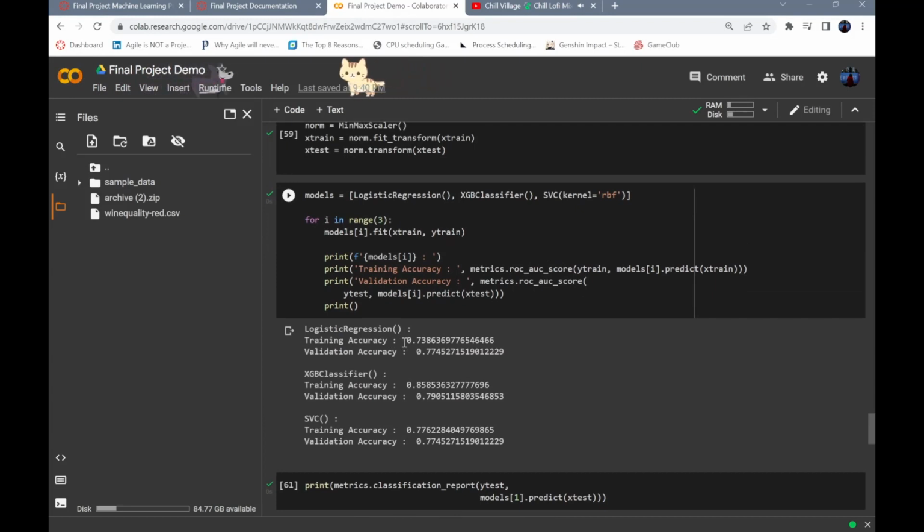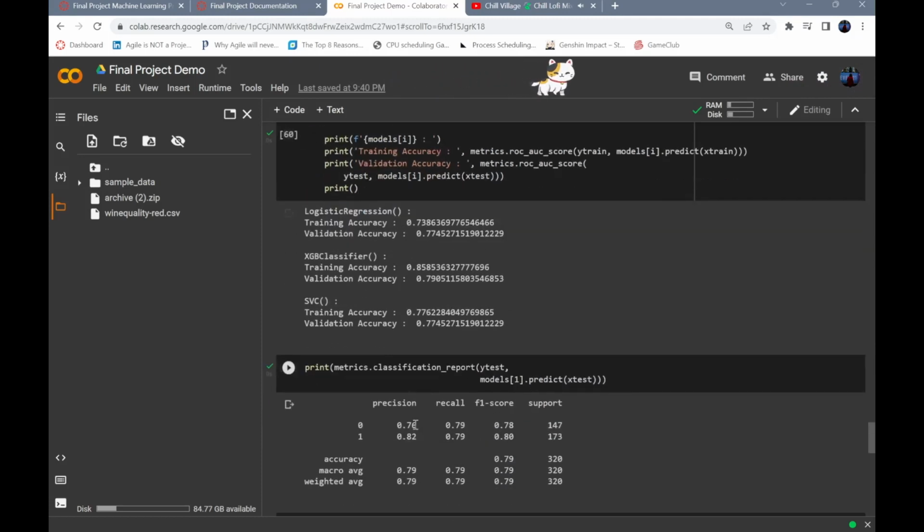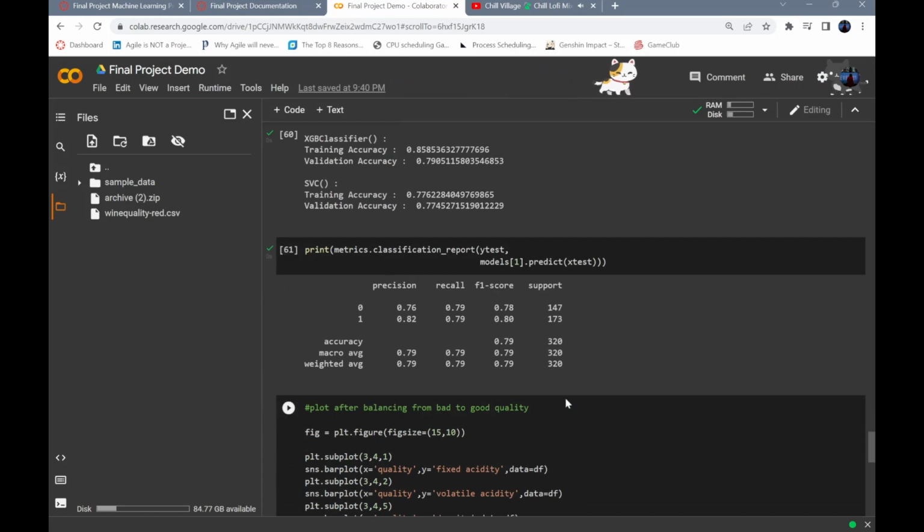So we have the training accuracy, it's 0.73 or 0.74, that's 74%. Validation accuracy, that's 77%. Training accuracy, that is 85% or 86%, 79%, same as this, and then the same in the SVC. So this is our classification report. So accuracy in the macro average, 79%, weighted average is 79%, so very high.